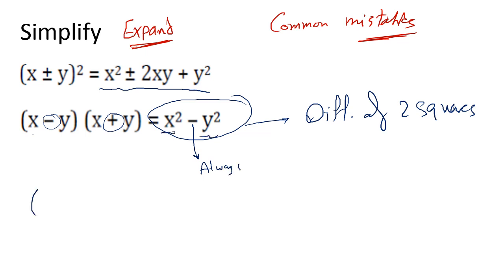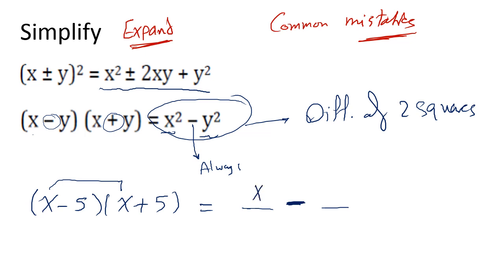For example, x minus 5 multiplied by x plus 5. It's going to give me 2 terms. The sign here is negative. x multiplied by x is x squared, and 5 multiplied by 5 is 25. Notice that this is the only case that gives me 2 terms in the answer.